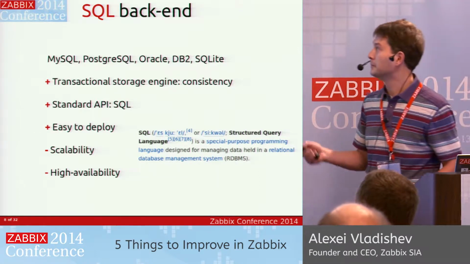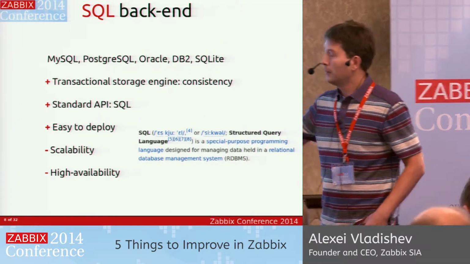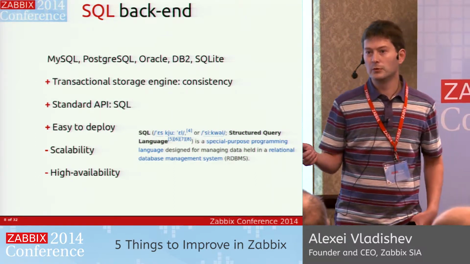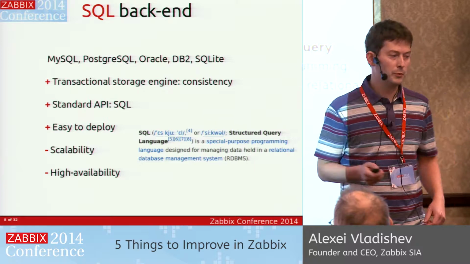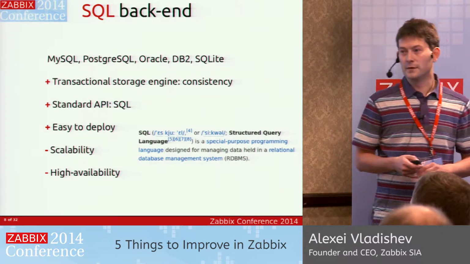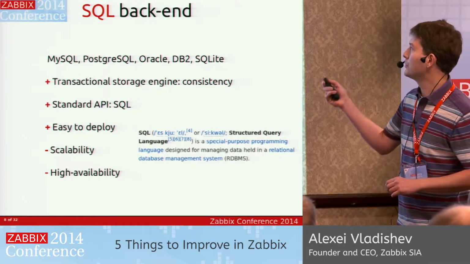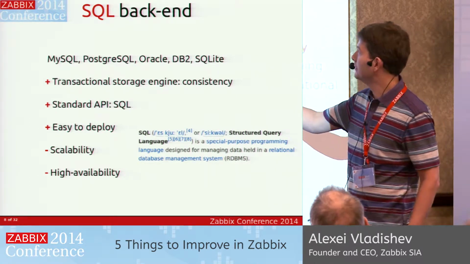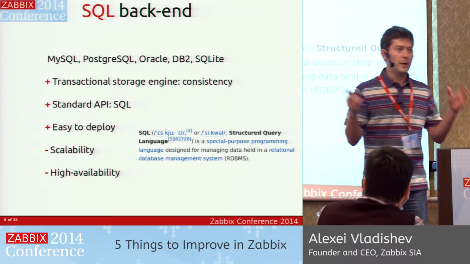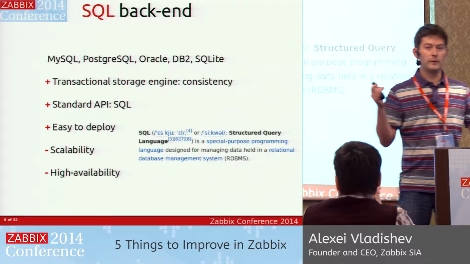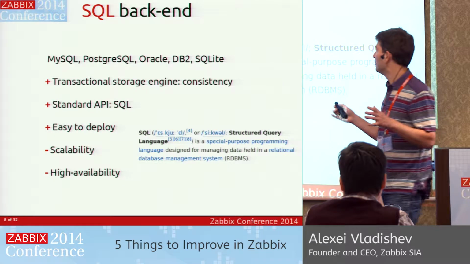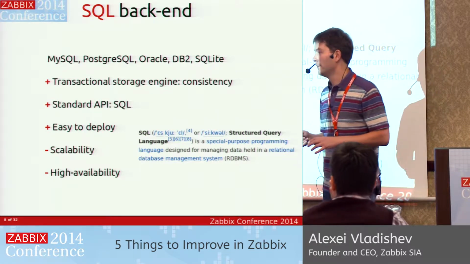Now, the SQL backend. You know that you may run Zabbix with MySQL, Postgres, Oracle, DB2 as a backend, and SQLite is also supported on the proxy side. And what does SQL give us? It's a transactional storage engine. Transactional is really important, because we may do a massive amount of changes, and they will all be atomic. That's really important, and it also gives you consistency.